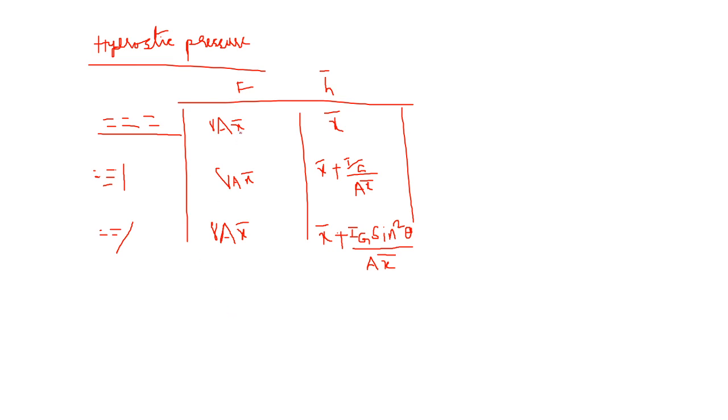If you want to find out the pressure, everything is gamma into A into x bar. If you want to find out the h bar, that is x bar plus Ig by A into x bar. That is the thing which is useful to find out the pressure. If you take these things into the problems, you know very well the center of pressure for inclined plane surface. How do you get this inclined surface? For that we have a definition.